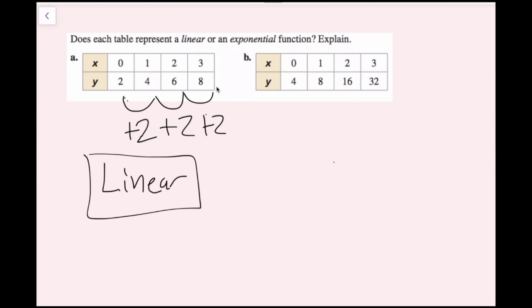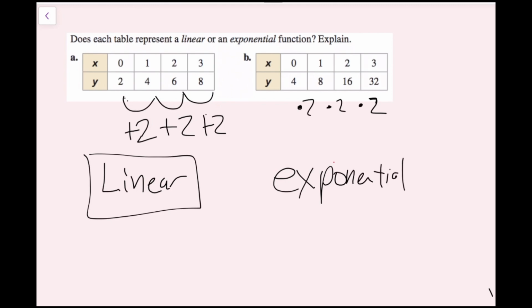Now for part B, once again, I'm adding 1 for x each time. But if you look, each time I'm looking at y, I'm multiplying by 2. Times 2, times 2, times 2. So since I am multiplying by the same number each time, aka I have a constant factor of change, this is an exponential function. And now we're done with this one.